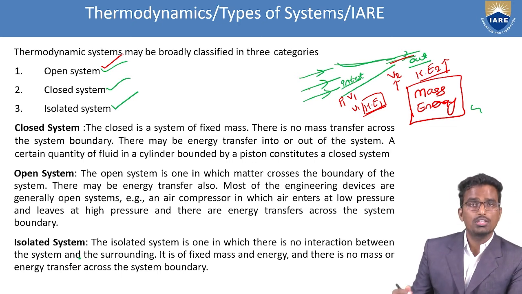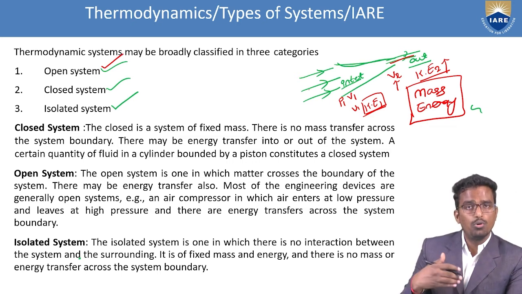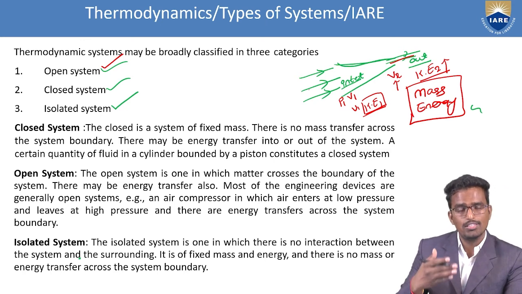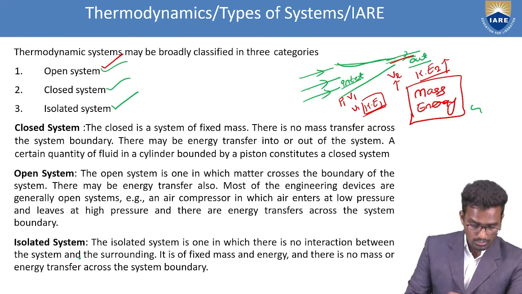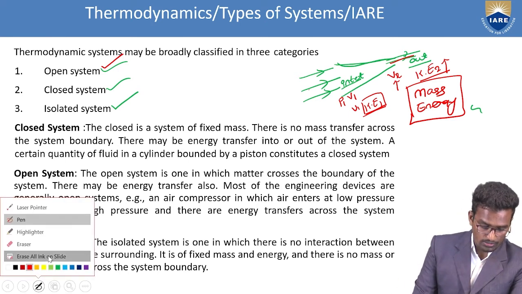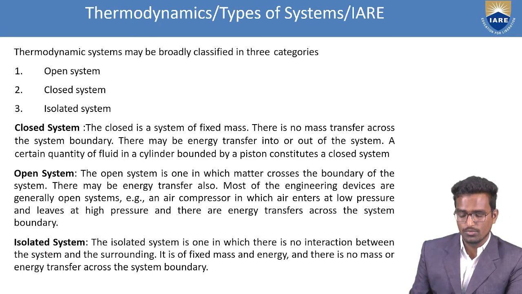Okay, if any system is transferring both mass as well as energy, or it is interacting with both mass and energy, that type of system we call an open system, right? So next, the second system is the closed system.